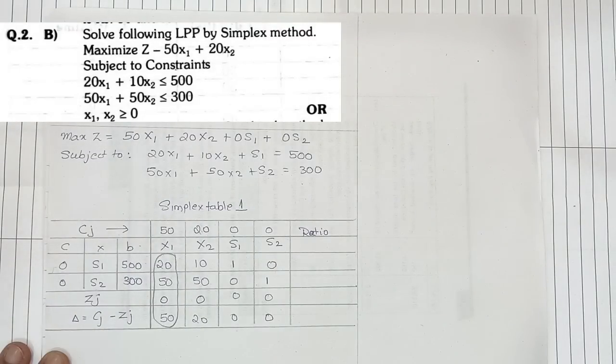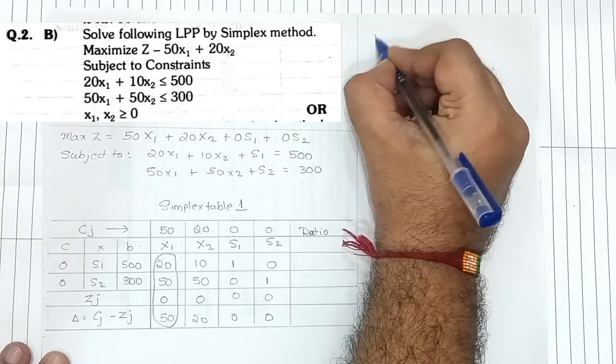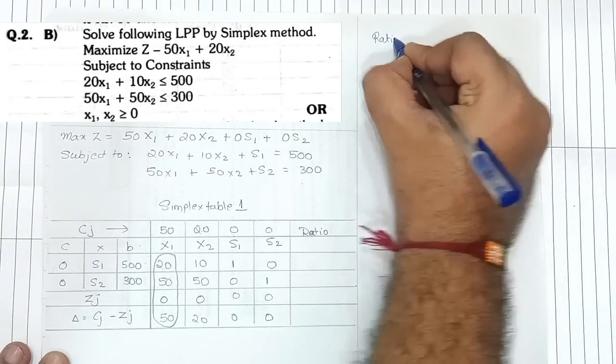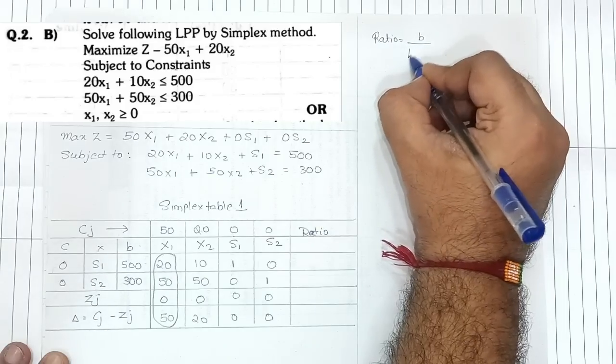Once we get the highest value, the next step is to find the ratios. Now how to find the ratio? I'll note down the formula here. The ratio formula is equal to the value of b divided by the key column.